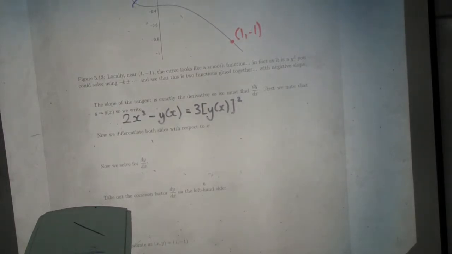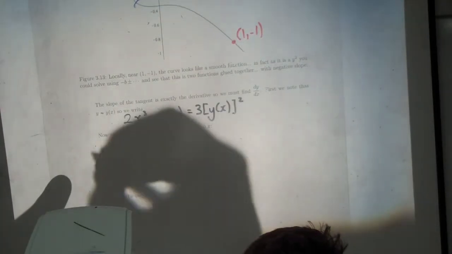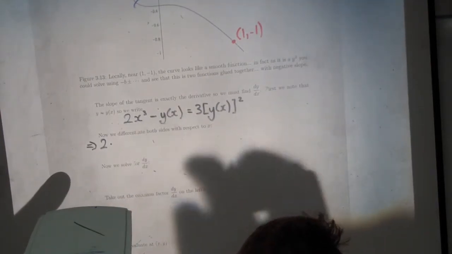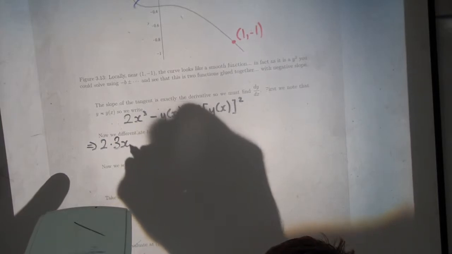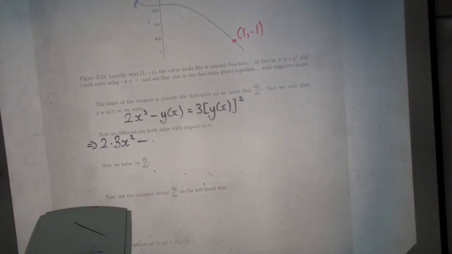Now we differentiate both sides with respect to x. Now the thing on the left is a sum, so that's good. We can do it term by term. Getting ready for next week, I'm going to go very slow on this one, and I'm going to fix the 2 and then differentiate the x cubed. What's the derivative of x cubed? 3x squared. Minus dy/dx. You don't know what y of x is. When you differentiate it, all you can say is it's dy/dx.